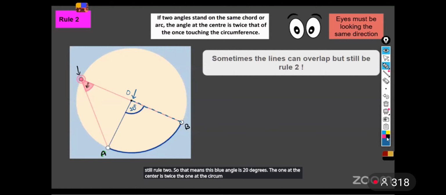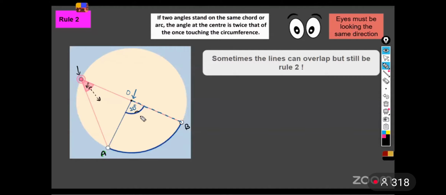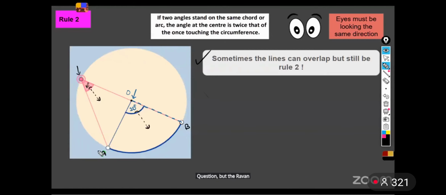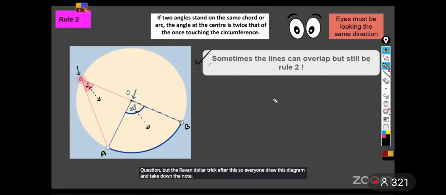And if you're drawing your little eyes, look at this. This eye is looking downwards and this eye is looking downwards. Both of them are looking at the arc AB. They're looking the same general direction. It doesn't have to be the exact same direction, just the general direction must be the same. So this here is a trick question, but then I have another trick after this. So everyone draw this diagram and take down the note.